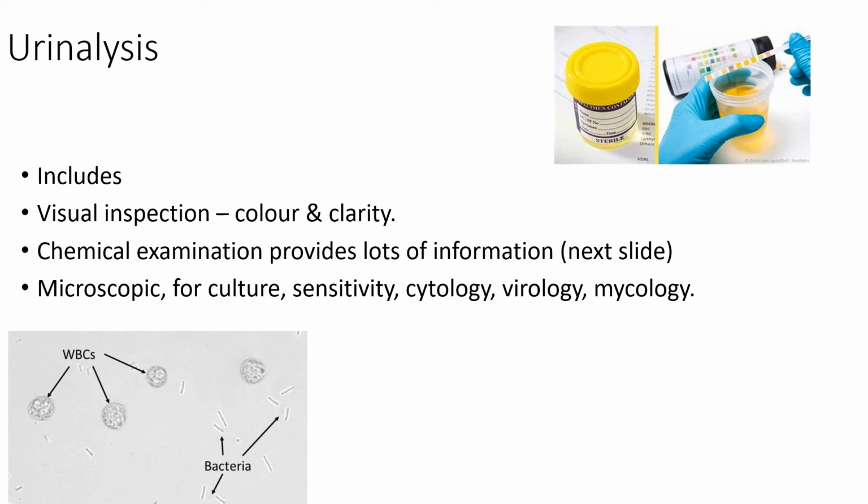Culture means you try and grow any bugs that might be there. Sensitivity is where it's tested with lots of different antibiotics to see which ones the bug is sensitive to. Cytology is where you can look at different types of cells that might be in there. Virology is to detect for any viruses, and mycology is to look for funguses.